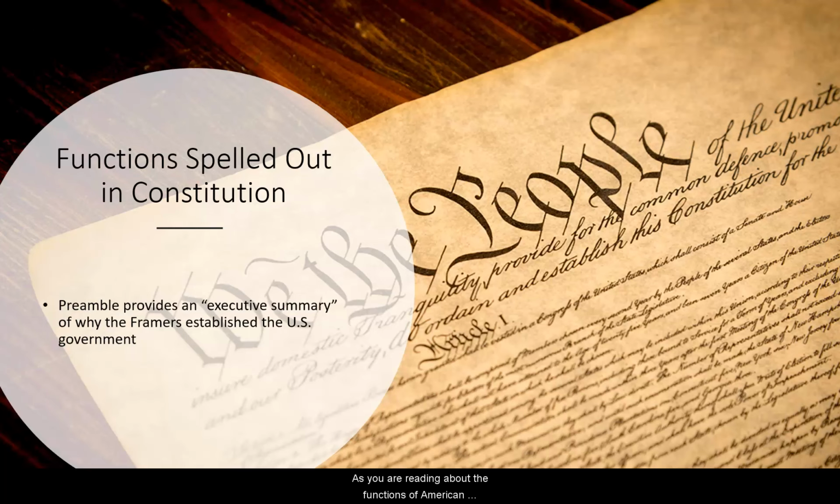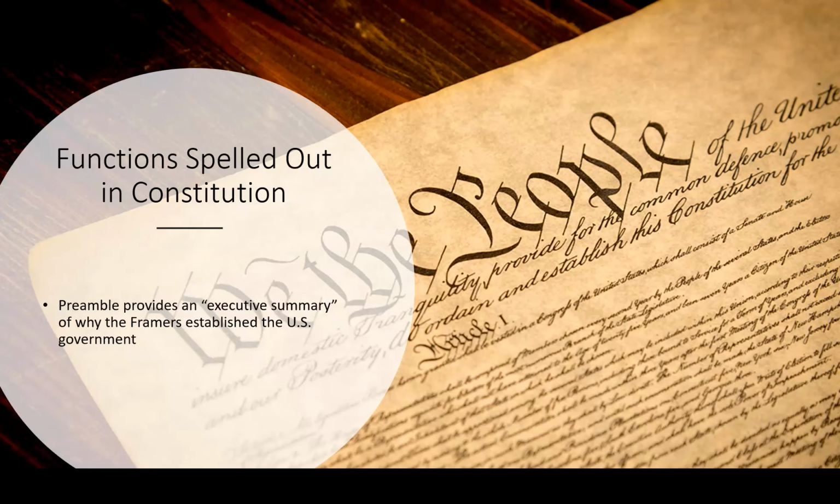As you are reading about the functions of American government in your chapter, I hope some of the words were familiar to you. Basically, each function of the national government is listed in the preamble of the United States Constitution. The preamble is a sort of executive summary of why the framers created a new government through the Constitution.